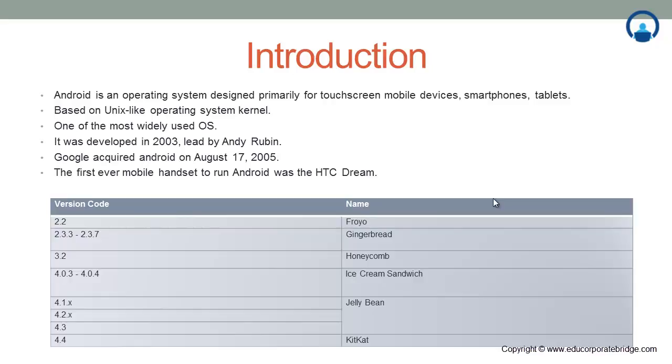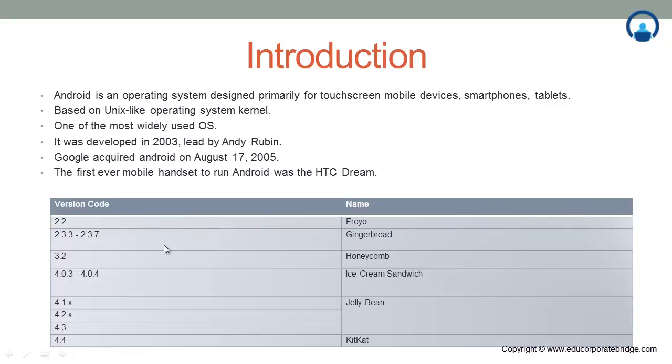And all of you know Android is associated with Google, but most of you won't be knowing that Android was first developed by a team which was led by Andy Rubin, and it was developed in 2003. And Google acquired Android on August 17, 2005. And the first ever mobile phone which was developed using Android was HTC Dream. Since then Android has evolved a lot, and here are mentioned a few version codes and names of the Androids.